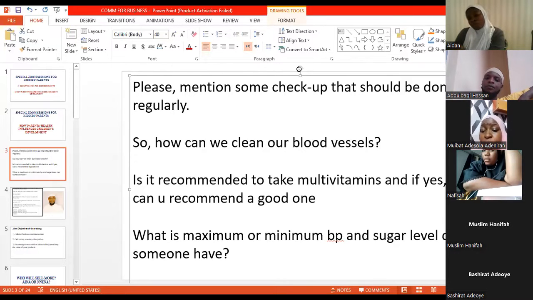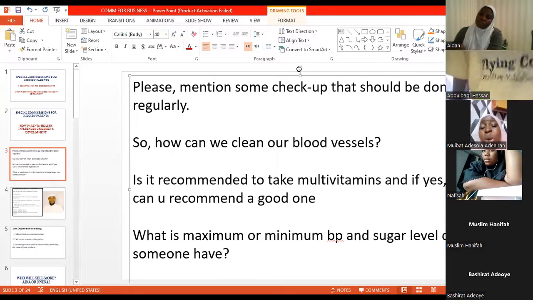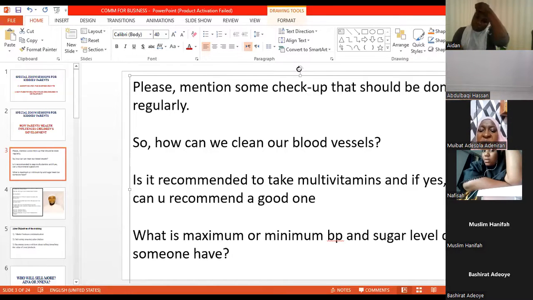We have the fasting value and the random value. The random value is anyone that you do at any time, irrespective of your last food. The fasting is the one where you have not eaten in the last 8 hours. So it all depends. Like we have 120 milligram per dL, you don't really need the value. But the most important thing is, when you go to the lab, they will give you the normal range. You can see if your value is within the normal range.